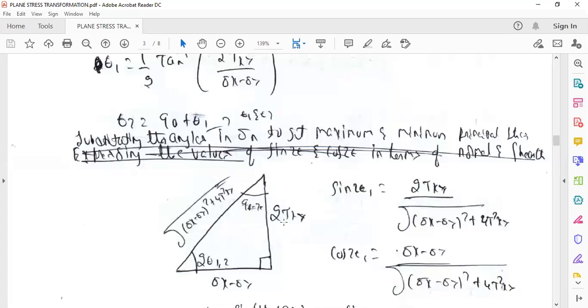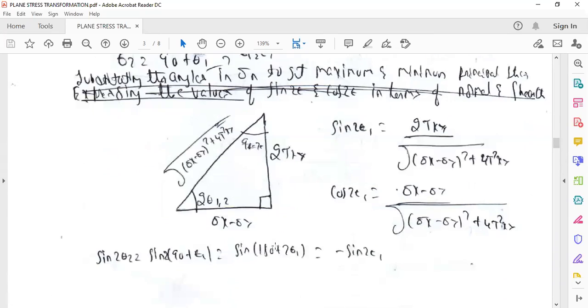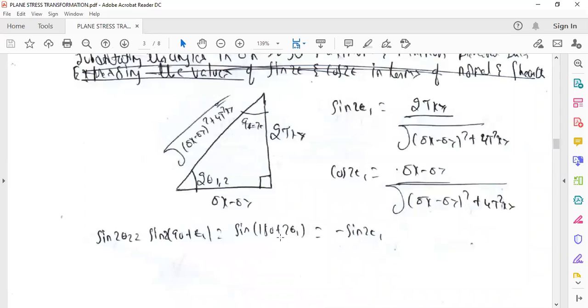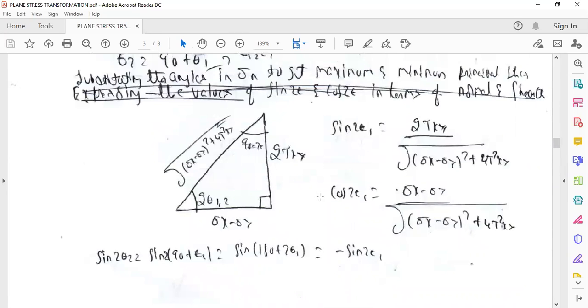Now I can easily write sin 2 theta 1 is given by 2 tau xy by root of (sigma x minus sigma y) the whole square plus 4 tau xy square, opposite by hypotenuse. Cos 2 theta 1 is adjacent by hypotenuse, sigma x minus sigma y by root of (sigma x minus sigma y) the whole square plus 4 tau xy square. Okay, I have done this for the first principal plane, but we have discussed that there are two principal planes, theta p1 and theta p2.